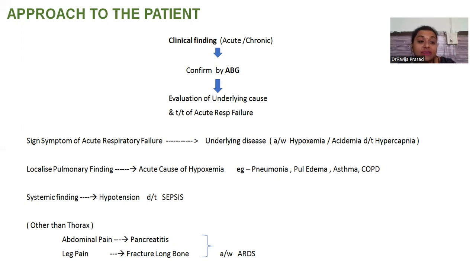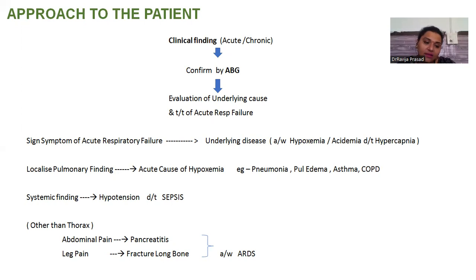First, you need to see the signs and symptoms of acute respiratory failure. In the signs and symptoms of acute respiratory failure, you need to go to the underlying diseases. The commonly occurring findings would be hypoxemia, acidemia, and hypercapnia. Then the localized pulmonary findings would be acute causes of hypoxemia, for example pneumonia, pulmonary edema, asthma, and COPD. Then systemic findings could be hypotension and sepsis.